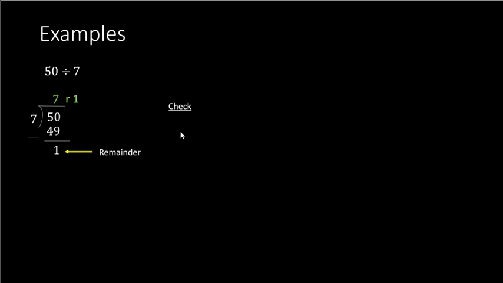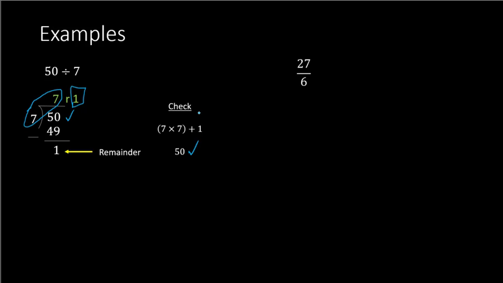And then from here we can double check our work if we wanted. We can do 7 times 7 right here, and then we can add the 1 right here. So 7 times 7 plus 1 would be 49 plus 1, which equals 50. So because 50 is equal to 50 here, that means we do have the correct solution. Let's try one more example.